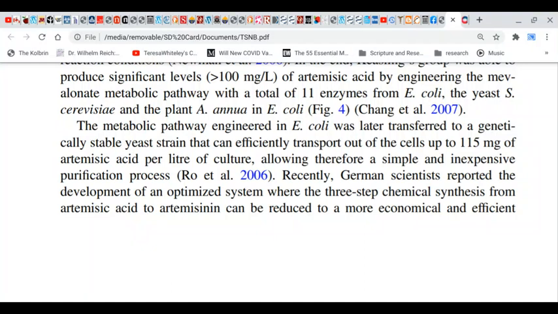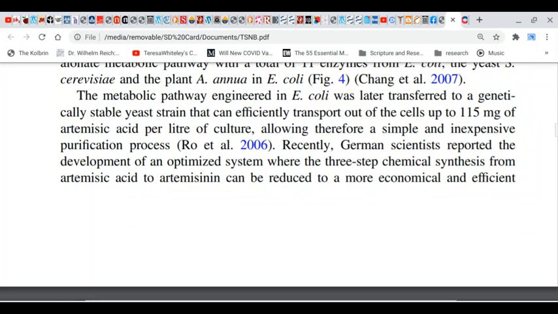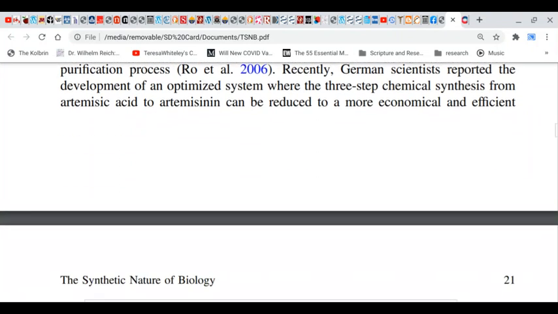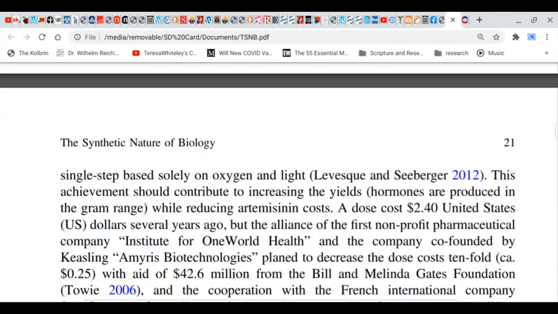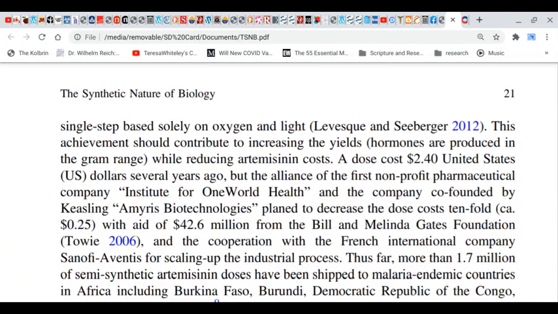Recently, German scientists reported the development of an optimized system where the three-step chemical synthesis from artemisinic acid to artemisinin can be reduced to a more economical and efficient single step based solely on oxygen and light. This achievement should contribute to increasing the yields while reducing artemisinin cost.